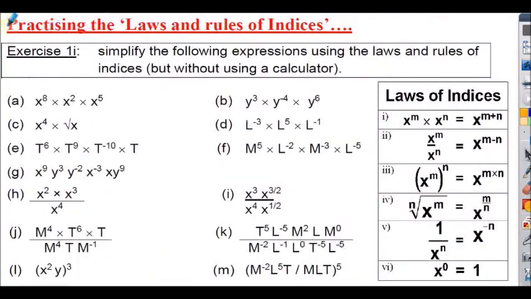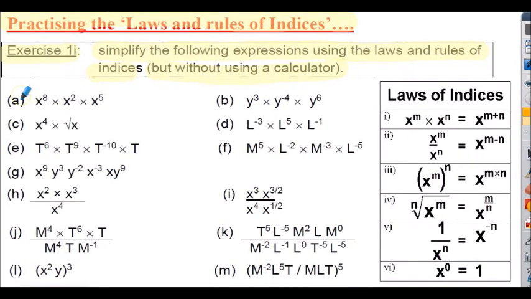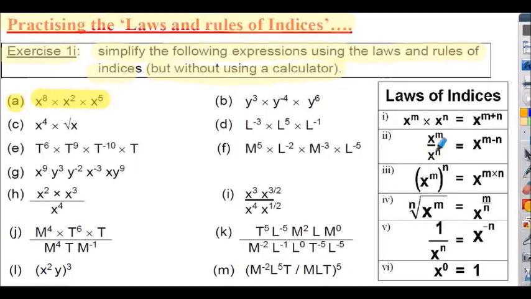For reference, this slide allows you to practice the laws and rules of indices. Exercise 1I just asks us to simplify the following expressions using the laws and the rules of indices, but without using a calculator. I've only included this in the presentation if you need further practice, but essentially question A will require the first law of indices. The first law of indices is shown here. Part B would also require the first law of indices to simplify.